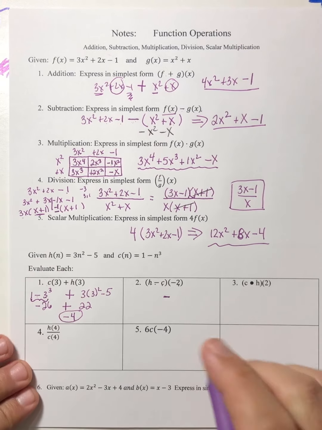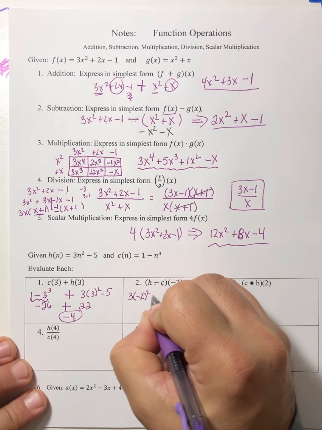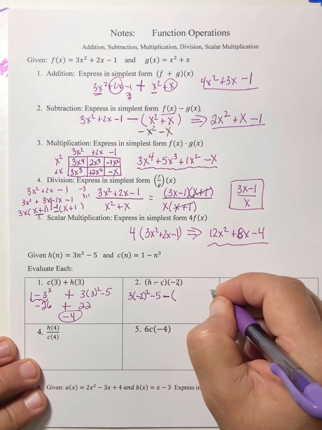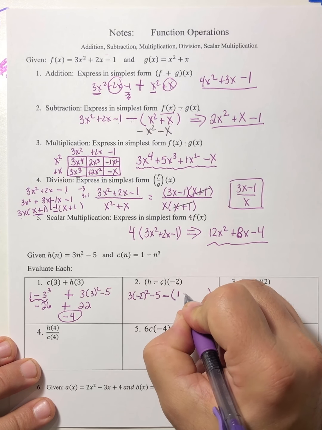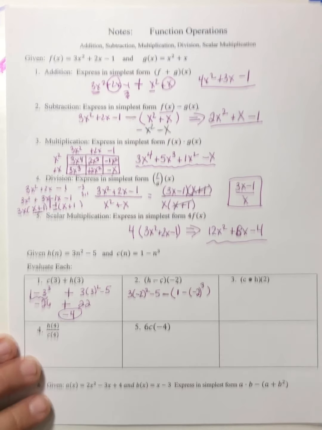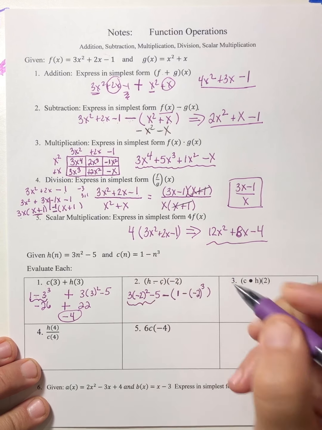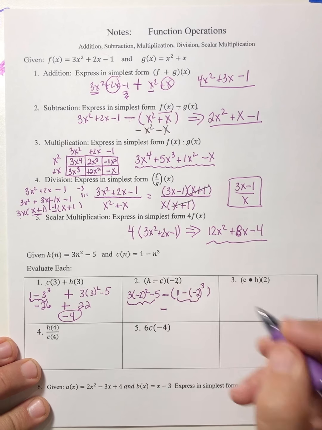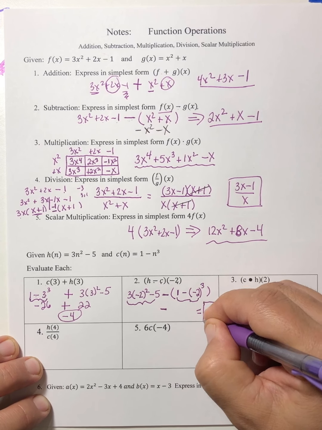So here's my h. So 3 parentheses, negative 2 squared minus 5. And then it's minus whatever this answer is. So I'm going to put this in parentheses. And then it's 1 minus parentheses negative 2 to the power of 3. I'm going to plug this into the calculator. So all of this I'm going to plug right into the calculator, and then I'll plug all of this right into the calculator, and then we'll just subtract the results. Equals, and then in this box will be the final answer.